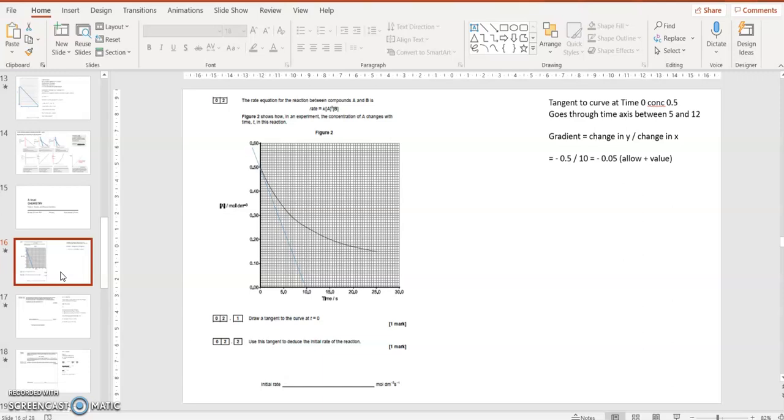Draw a tangent to the curve at time t0. So you draw that, and make sure it intercepts both of the axes. You measure the change in y from 0 up to 0.5, and the change in x from 0 to 10. 0.5 divided by 10 is 0.05. And it's coming down, so if it's coming down in that kind of shape, it's a minus gradient. Although they wouldn't have marked you off for putting it as a plus gradient, it is a minus gradient because it's coming down. If it goes up from left to right, it's a positive gradient. Okay.